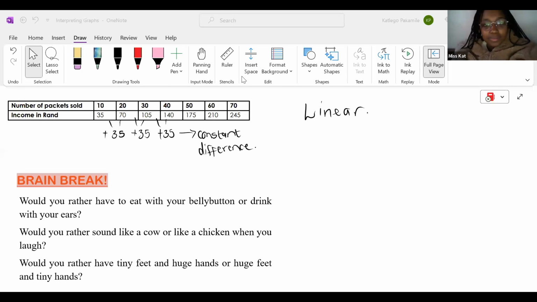Tando? Hello, ma'am. Ma'am, if I'm being honest, having huge hands is better because you'll be able to walk with your hands. You'll be able to use your hands to move around. And if someone annoys you, you can just beat them with your hands. Hectic. Guys, I don't promote violence. Please. Yay.